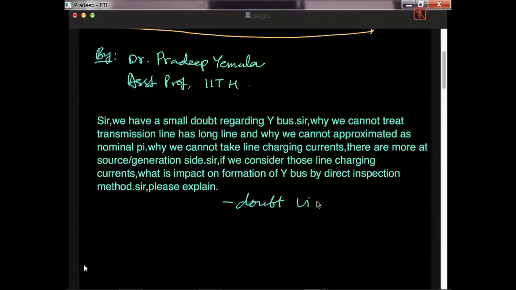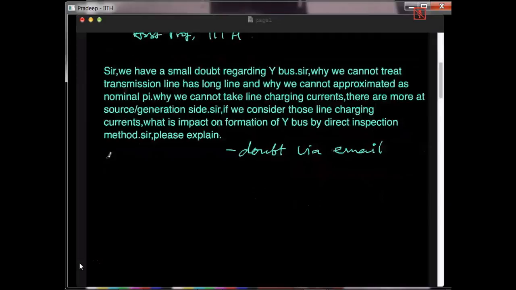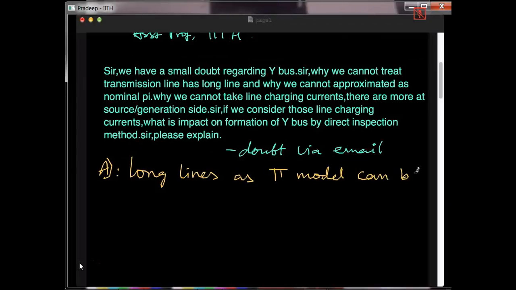Clearly a valid doubt, and one which we did not cover in our course: why we cannot take it like that. So please explain. So we can treat, so the answer to this is, long lines as pi model can be handled, can be considered in Y-bus.